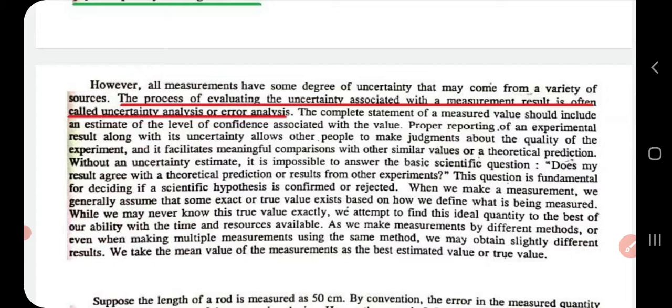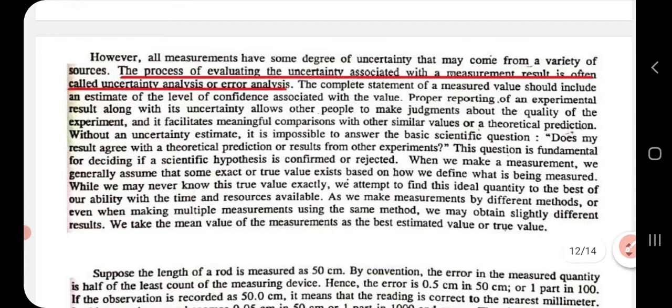So while reporting your result, you have to write not only the correct result but also the uncertainty that is present in it. Then only can other people take up the experiment, judge the quality of your measurement, and compare it with the results that are already measured. So every time you report your value, you have to include the uncertainty also. That uncertainty is reported just to make judgments about the quality of the experiment. At the same time, it also helps others to compare your result with similar results.